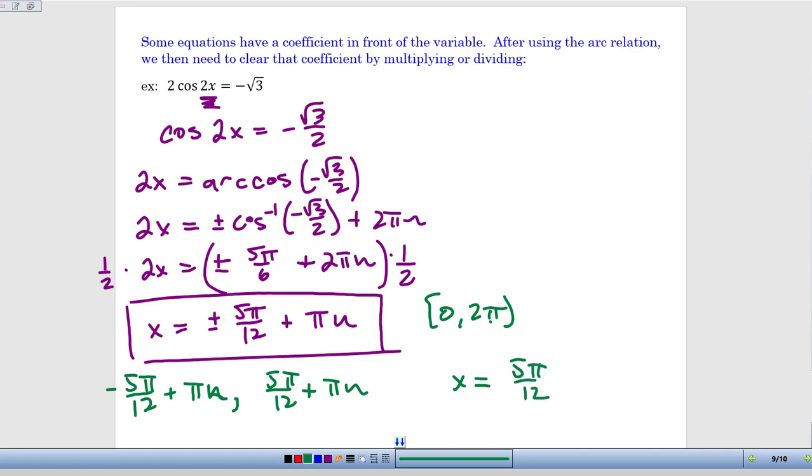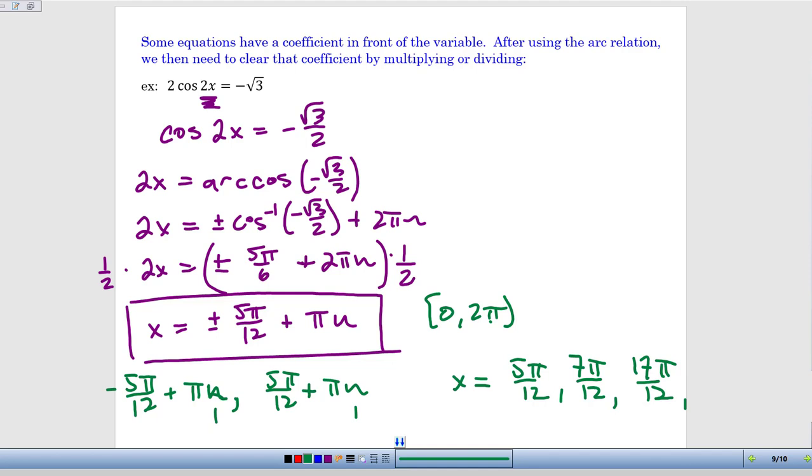If we plug in 1 for n into each of these, on the left we get pi plus negative 5 pi over 12. So negative 5 pi over 12 plus 12 pi over 12 gives us 7 pi over 12. For the other side, 5 pi over 12 plus pi means 5 pi over 12 plus 12 pi over 12, so 17 pi over 12. That is still in that 0 to 2 pi interval.